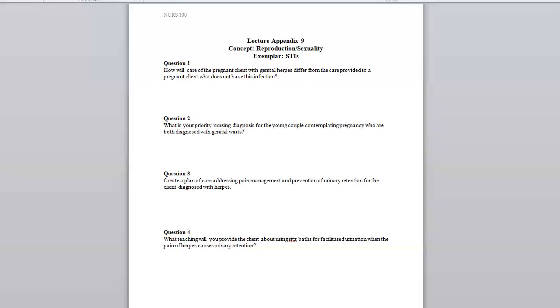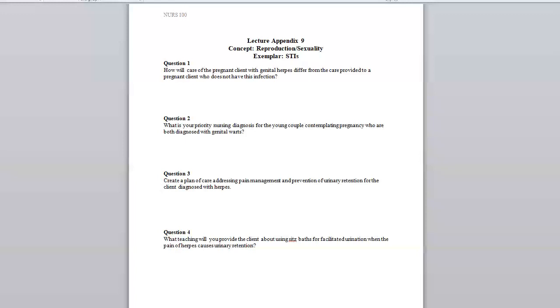All right, class. I lastly would like to go over these questions related to STIs, just to evaluate some of your learning from the information that I provided you, and just to have you stop and think a little bit about these diseases. So our question 1 is, how will care of the pregnant client with genital herpes differ from the care provided to a pregnant client who does not have this infection? So think about this. Think about what we would want to do for this patient during her birthing process.